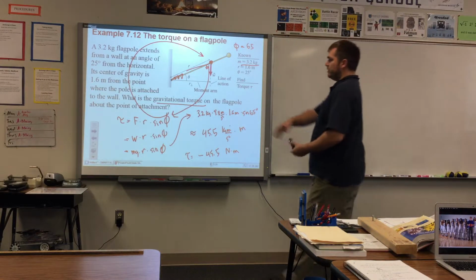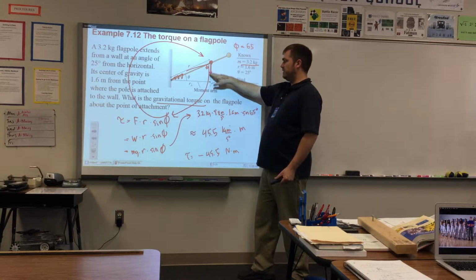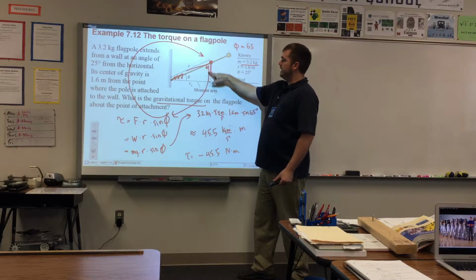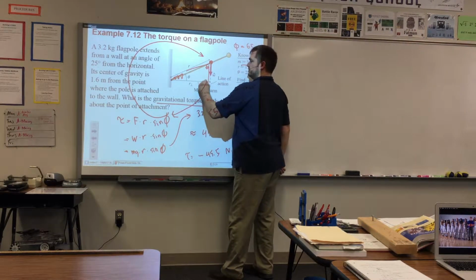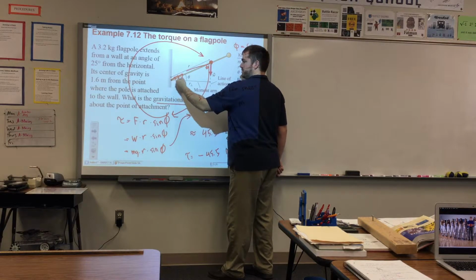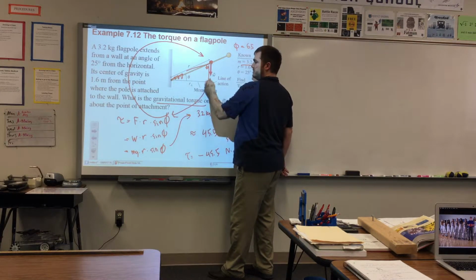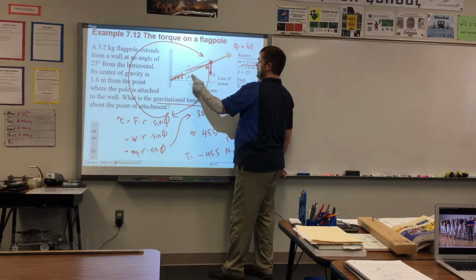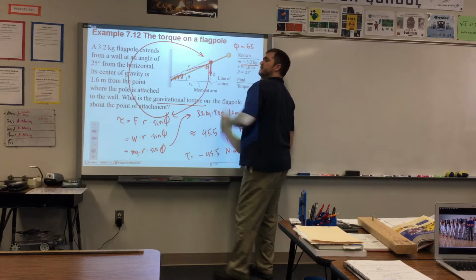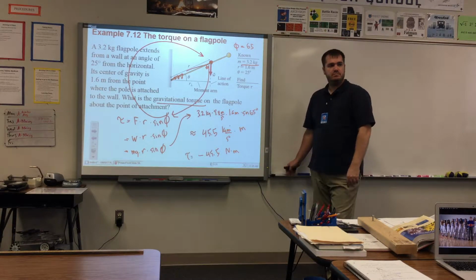Question. Sure. How did you get phi? Oh, okay. Well, you know that phi must be the angle between the radius and the weight force, or the force that's being applied. And so this is a right triangle. Weight is going straight down, and this angle theta is measured from the horizontal because it says it's 25 degrees above the horizontal. So this is horizontal, this is vertical, so therefore it's 90 degrees. That's 25, so 90 minus 25. Good question. Somebody else have another question?